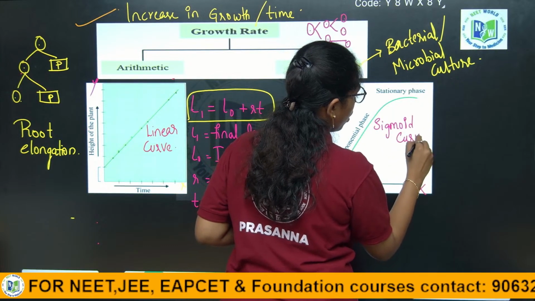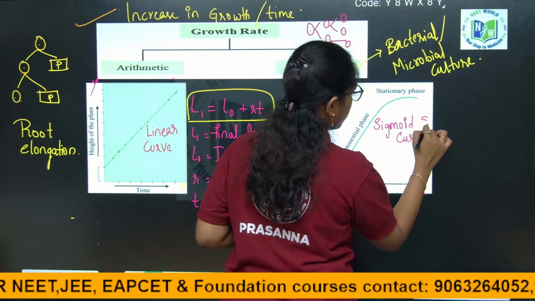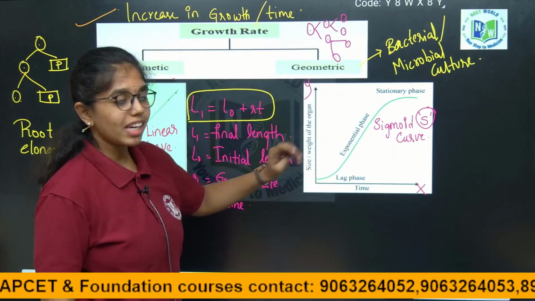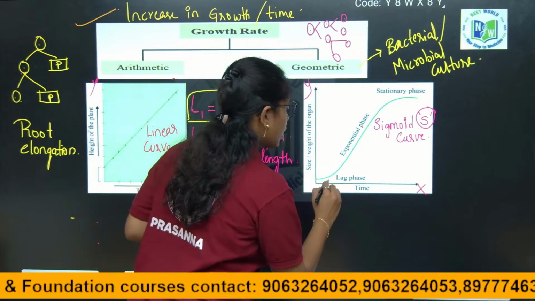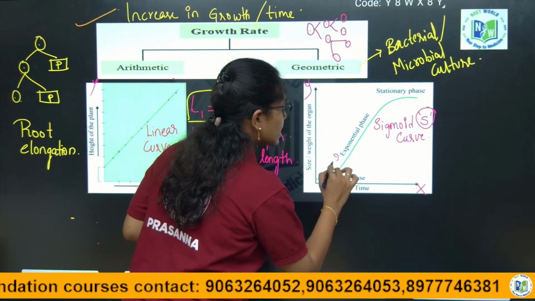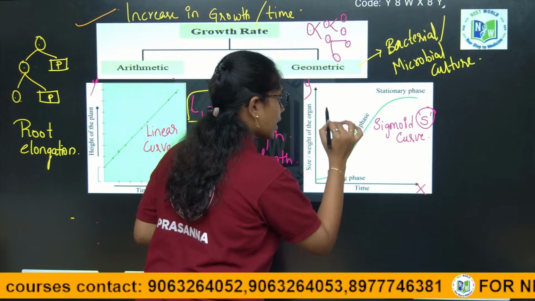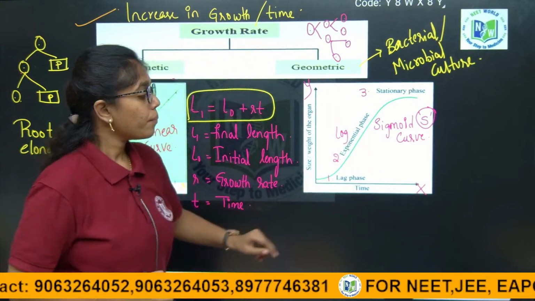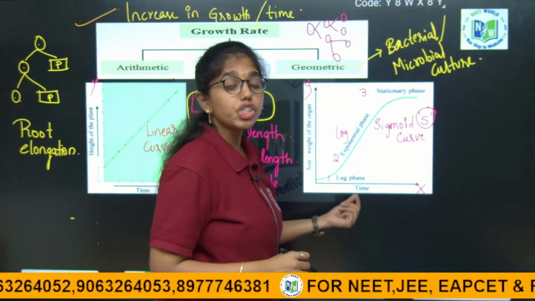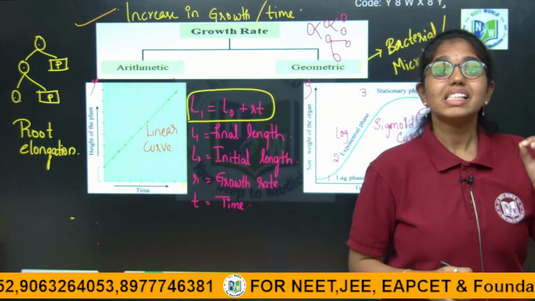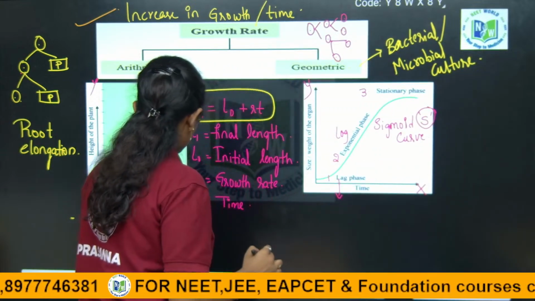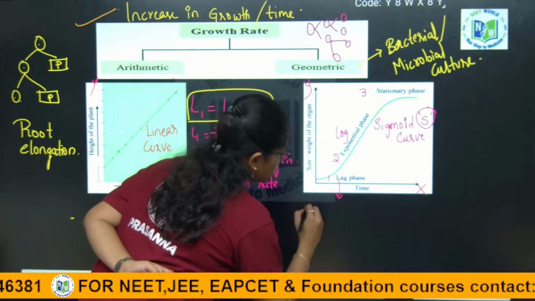Or S-shaped curve, or what, ma? S-shaped curve, wherein 3 phases of growth are seen. The first phase is lag phase, second is log or exponential phase, and third is stationary phase. In the lag phase, during the initial phase of growth, cell number is less.